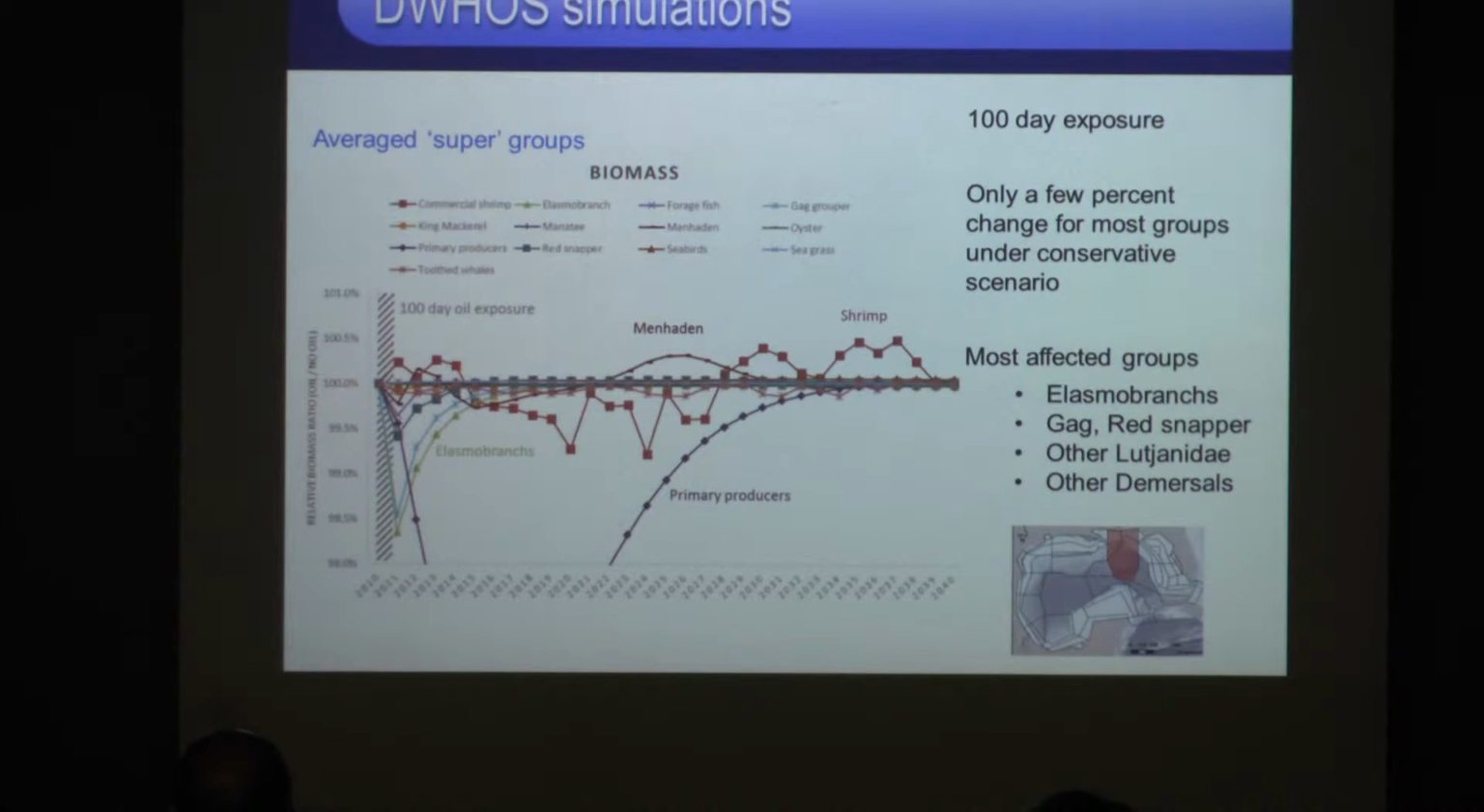The most affected groups we see are elasmobranchs, gag, red snapper, Lutjanidae, which is other Lutjanidae, and other demersals. So what we have here is our 100-day oil exposure, which is this shaded area, and then we turn off the oil effect, and the rest of it is all trophic interactions.